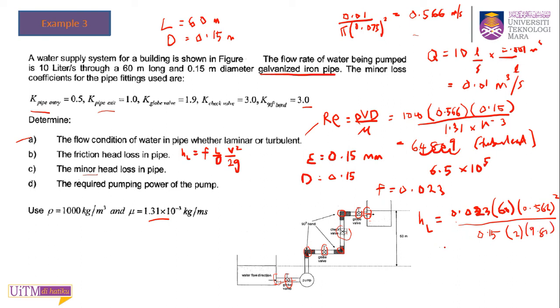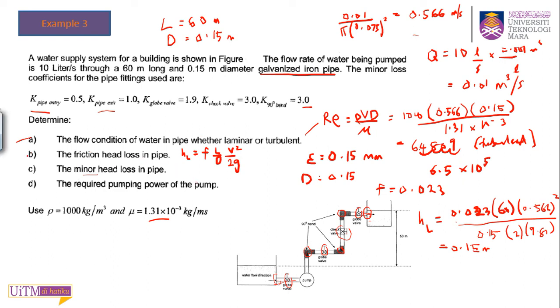Okay, so this will give you the major losses, the friction head loss. 0.023 times 60 times 0.566 squared over 0.15 times 2 times 9.81. So you get 0.15 meter. So this is your answer for the friction head loss, the major loss.